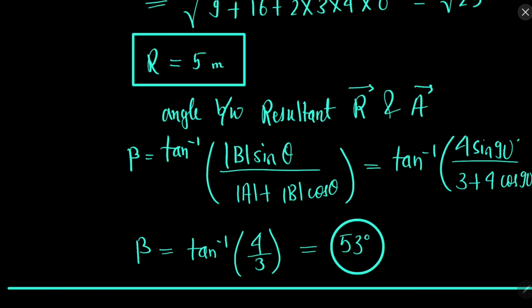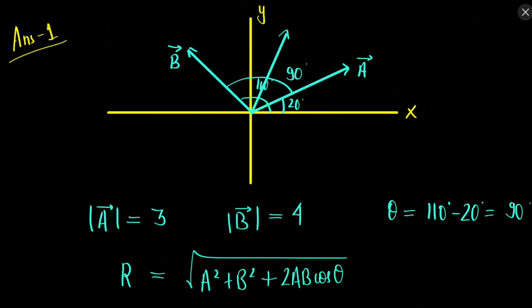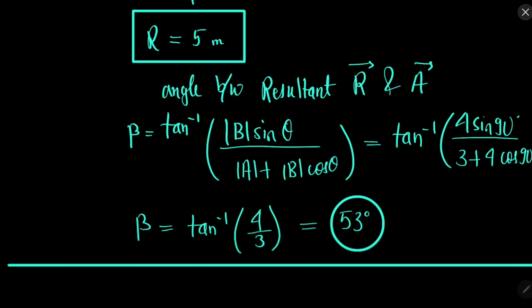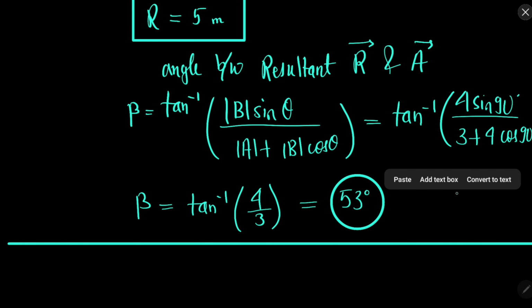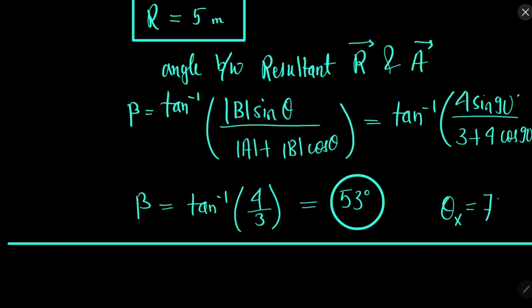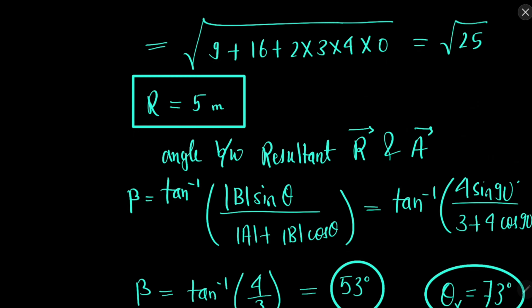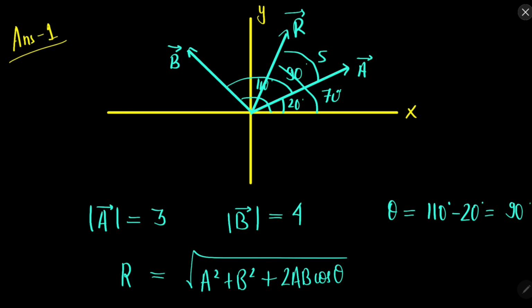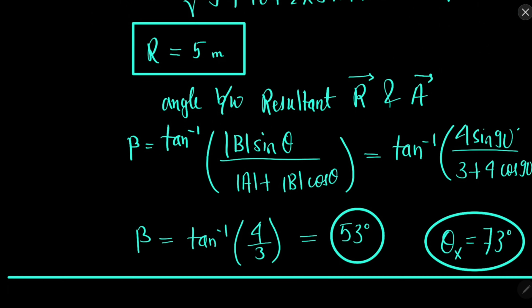Now if this 53 degrees is from A, what will be the angle made by this resultant with the x-axis? This angle is 53, so this whole angle will be 53 plus 20, that is 73 degrees. So the angle with the x-axis will be equal to 73 degrees. This is 53. This is the solution of the first question.